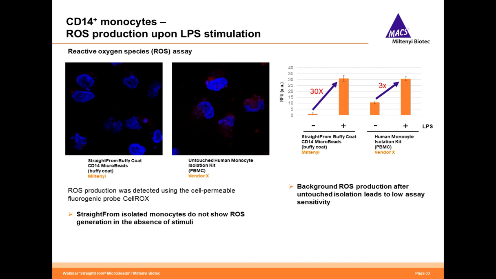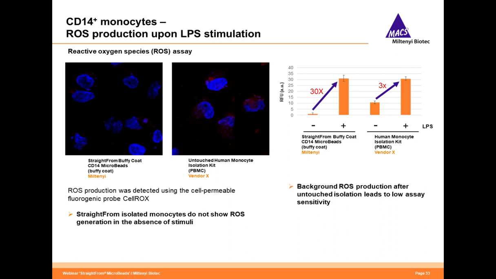CD14 positive monocytes are the next application I want to talk about. ROS production is a hallmark of monocytes, and ROS production can not only occur after stimulation, like TLR stimulation via LPS, but can also occur independent of stimulation. This is something you can see here. You see confocal microscope pictures with staining with CellROX, a cell permeable fluorogenic probe.